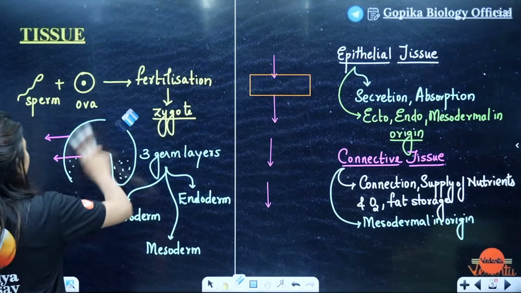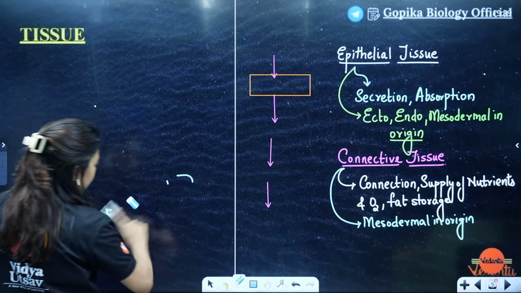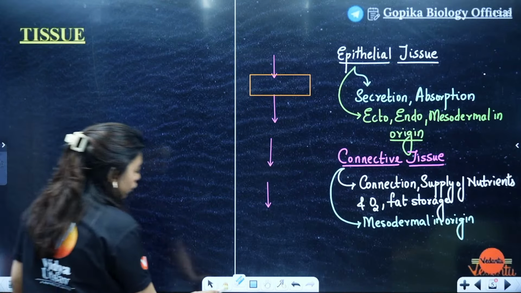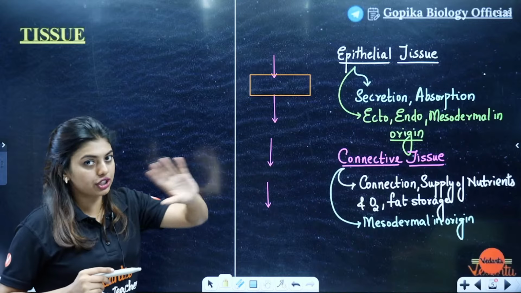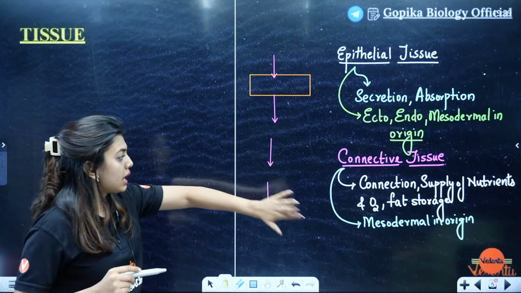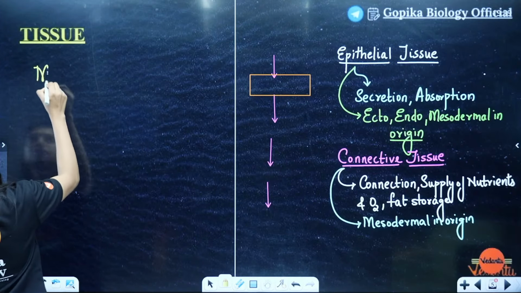I'm going to write the second part here. That is your neural and muscular tissue, which we are going to study as a separate chapter: locomotion and movement, and neural tissues, control and coordination. So those two topics will be taken later. Chalo, let's write muscular.